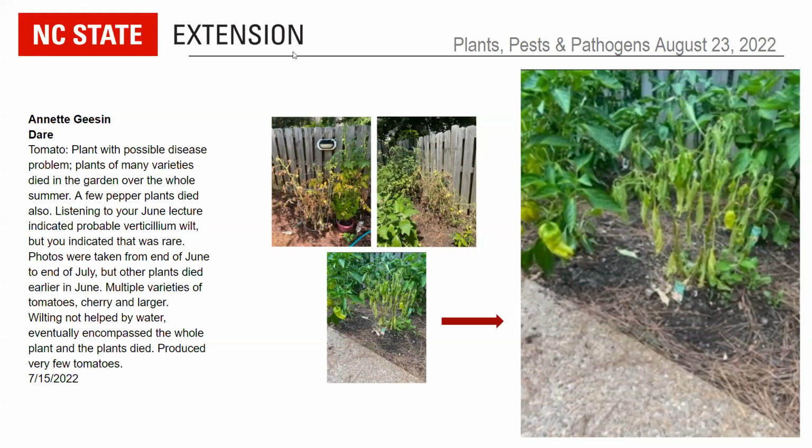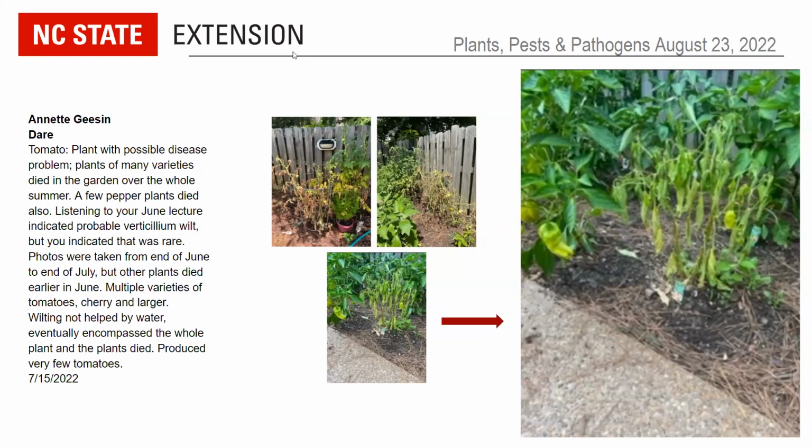So let's set it up here. Annette Geeson, I'm not sure I'm pronouncing that right, and apologies to anyone whose name I mispronounce. Tomato, plant with possible disease problems. Plants of many varieties died in the garden over the whole summer. A few pepper plants died also. Listening to your June lecture indicated probable verticillium wilt, but you indicated that was rare. Yes. So if you are not in the mountains, don't worry about verticillium wilt on your tomatoes.